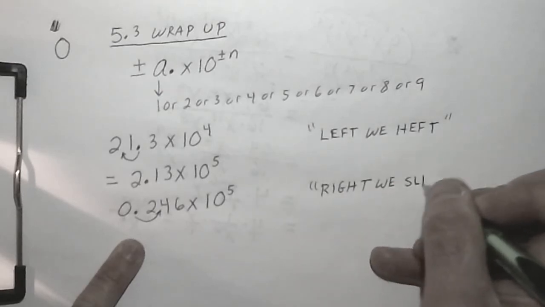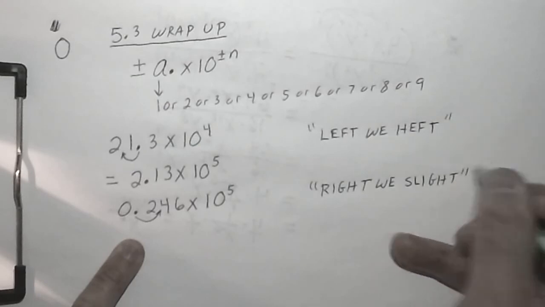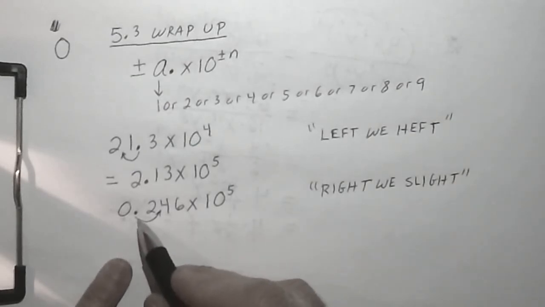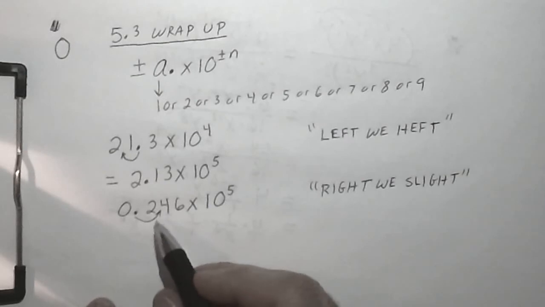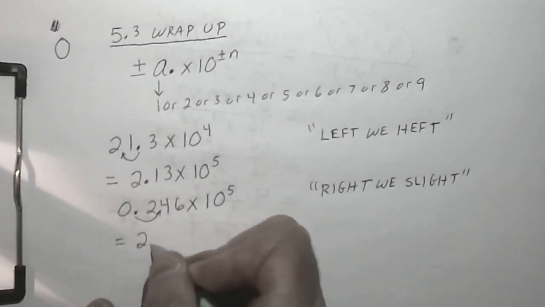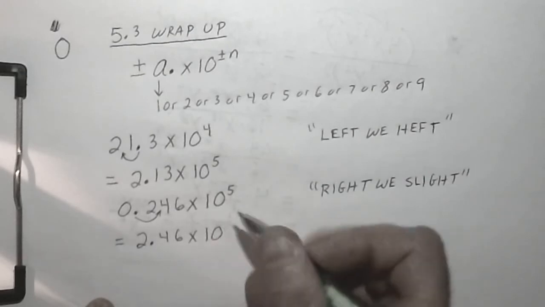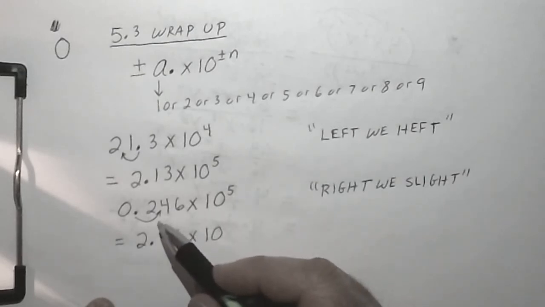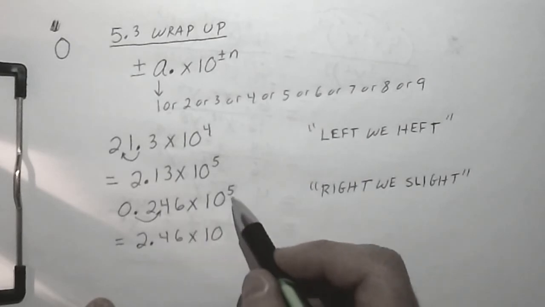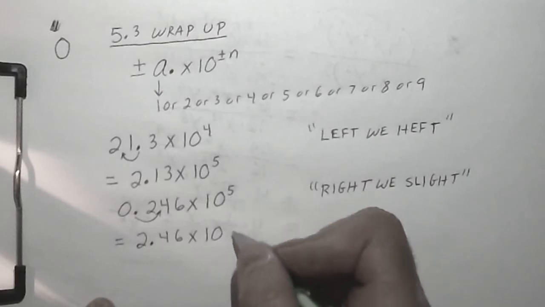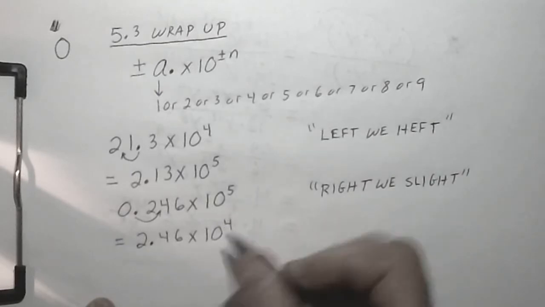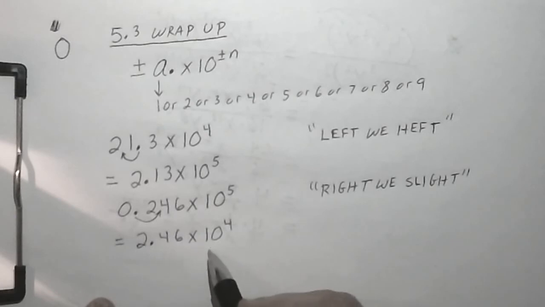Now, my saying to remember this says this: when you shift the decimal point to the right, we slight. In other words, when I shift my decimal point one place to the right to put it between the 2 and the 4, we're going to have 2.46 times 10. Now, since I shifted my decimal point one place to the right, we're going to have to slight the exponent by 1. In other words, we decrease the exponent by 1, so it'll now be times 10 to the 4th power. Now this number is in strict scientific notation form. But notice it's still equal to the original number we started with.